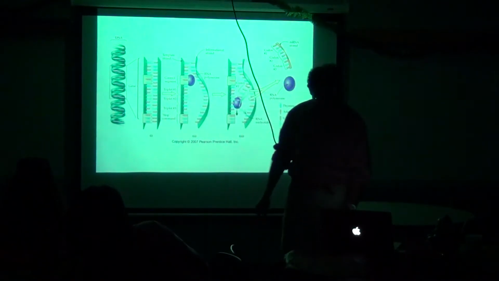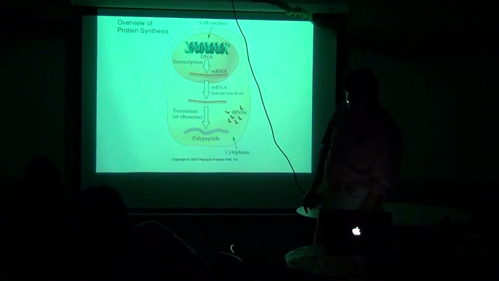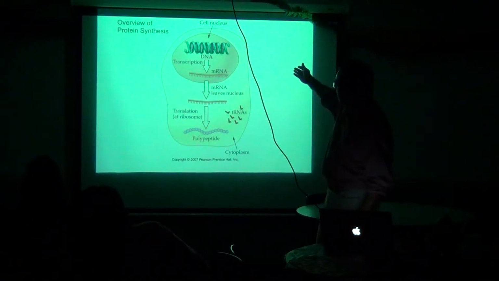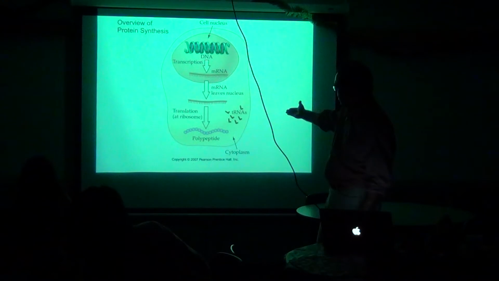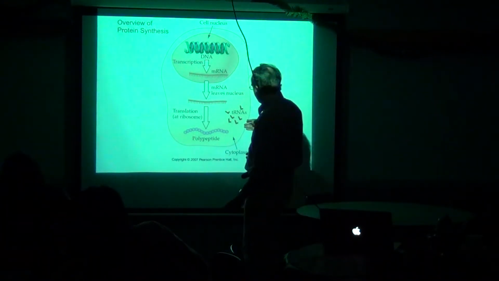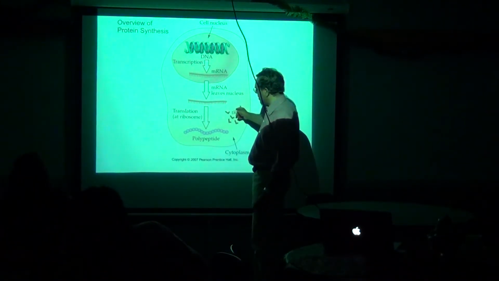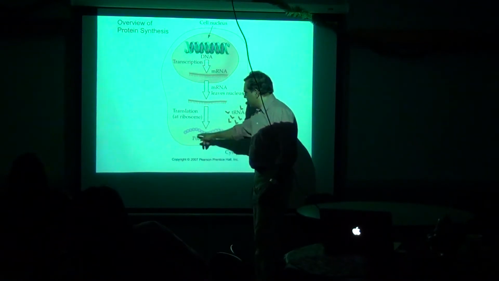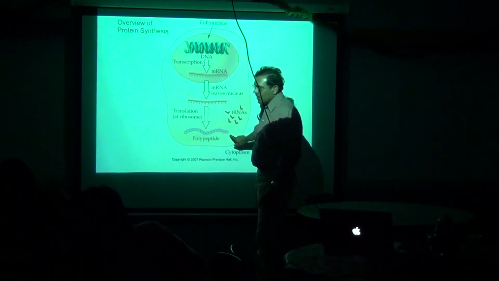So that's just telling you how the DNA strands separate. Okay, again, DNA makes an mRNA, the mRNA leaves the nucleus, goes to the cytoplasm, and in the cytoplasm, with the help of tRNA, which has amino acids attached to them, the ribosome can synthesize the polypeptide.